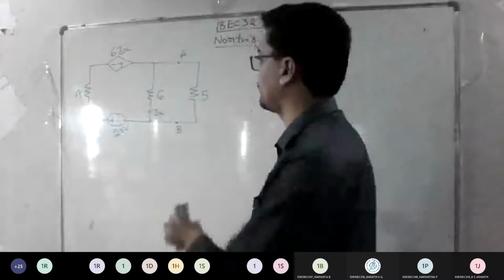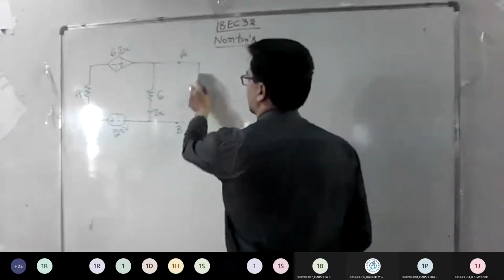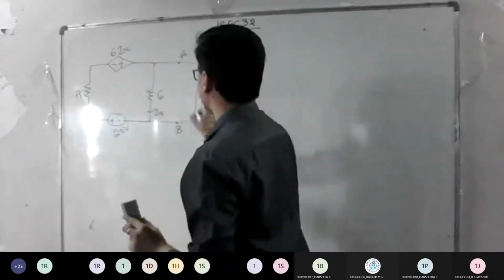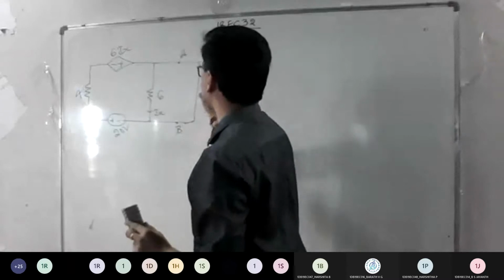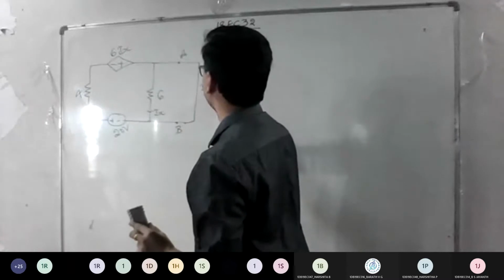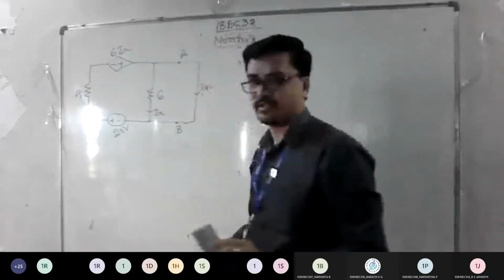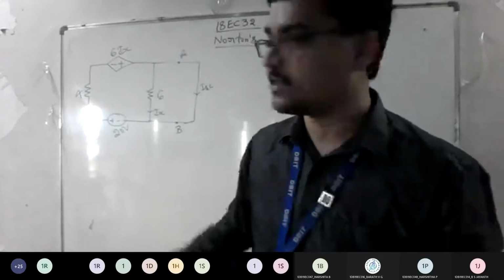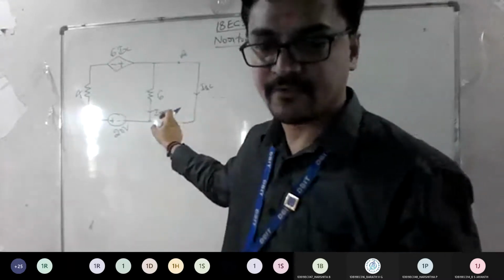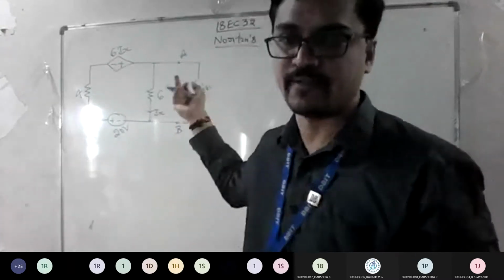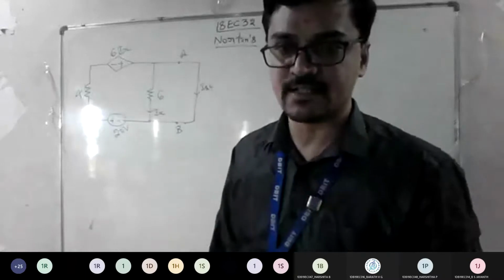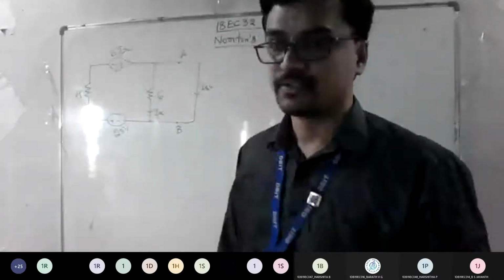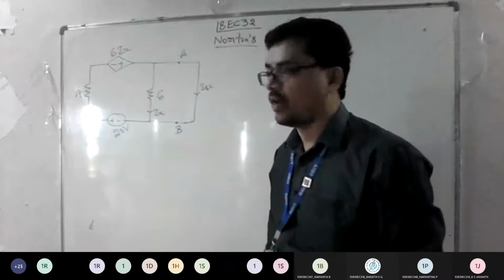So what is the first step to find your Norton's equivalent circuit? Replace your load with a short circuit. Okay. I told you about assumption: if it is not given, we can make our own assumption. After finding the answer, if you get negative, the direction should be reversed. That's it. It doesn't mean that the answer is wrong. Okay. Fine. So now tell me how to solve this.